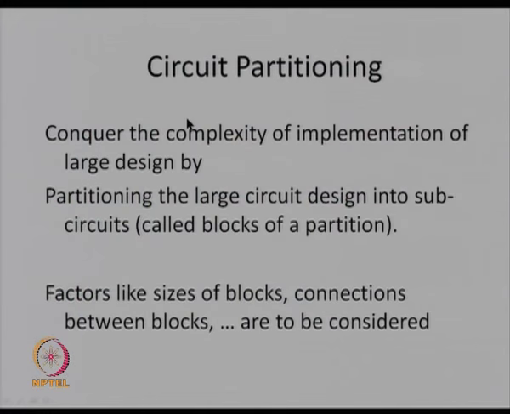Post layout simulation. So let me begin with circuit partitioning, a few remarks on that. Circuit partitioning is about conquering the complexity of implementation of a large design by partitioning the large circuit into sub circuits. Basically, automation is required for very large designs, complex digital systems where fairly complicated behavior is realized with the help of tens of thousands or millions of gates.